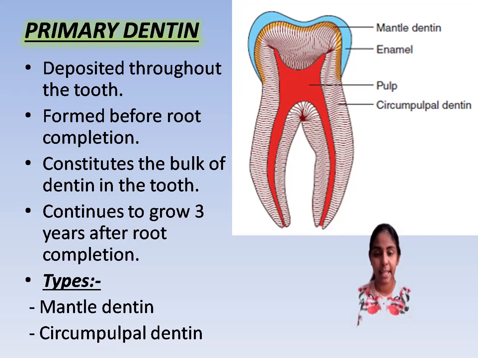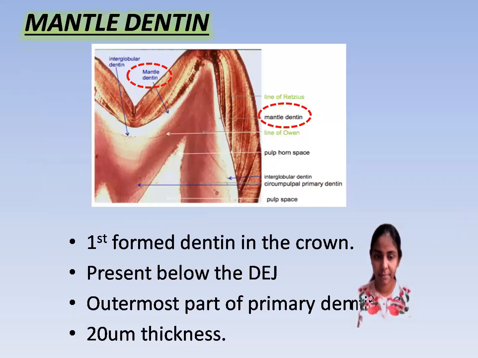Now there are two types of primary dentin. Mantle dentin, which is the outermost dentin just below the enamel. Second one is circumpulpal dentin. Mantle dentin is the first formed dentin in the crown. One word, which is the first formed dentin? Answer will be mantle dentin. It is present below the dentino-enamel junction. It is the outermost part of the primary dentin. In this image, the white zone is the mantle dentin.